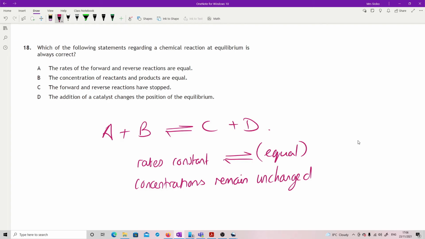So which of them is always correct? The rates of the forward and reverse reactions are equal. That is true. Concentrations, not necessarily. Forward and reverse have stopped, would not be true. And addition of a catalyst changes the position, not true. You just get there faster.